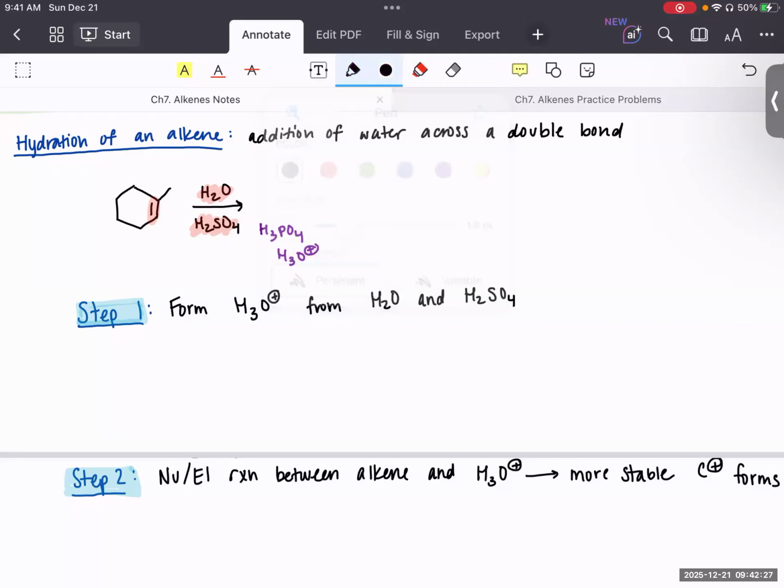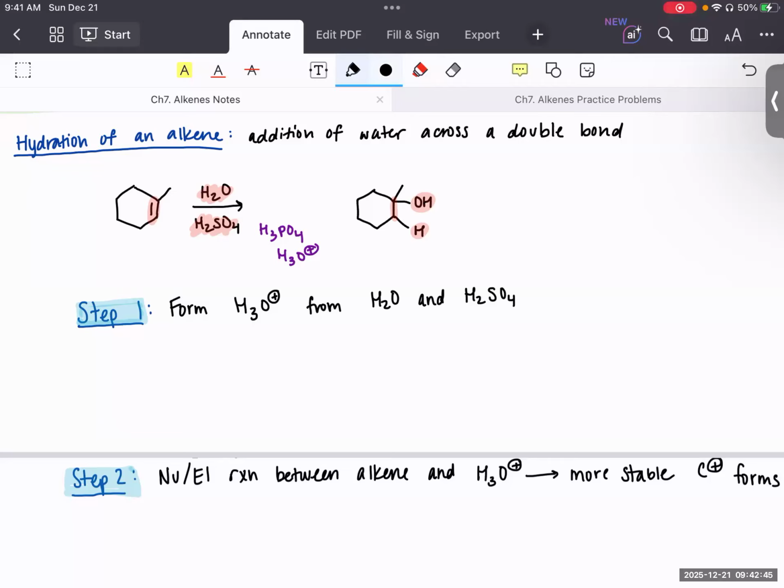And what we'll see is that whenever we react these reagents, what we end up doing is adding a hydrogen and an OH across that double bond. And so we'll see that that double bond goes away and becomes a single bond. And then we added an OH and H here. And so now we can talk about the mechanism.